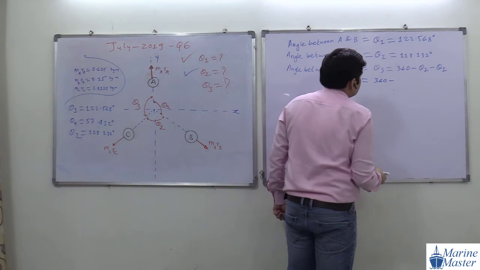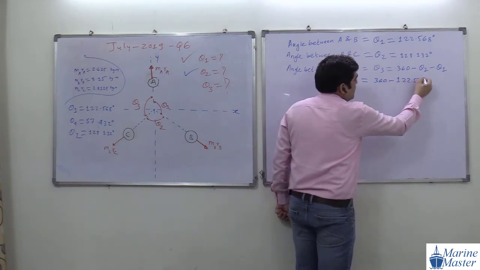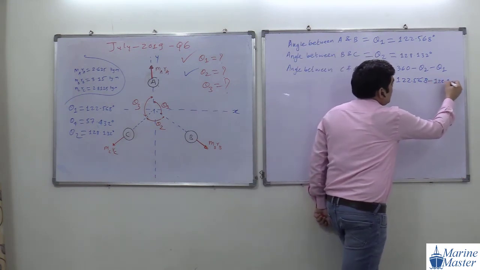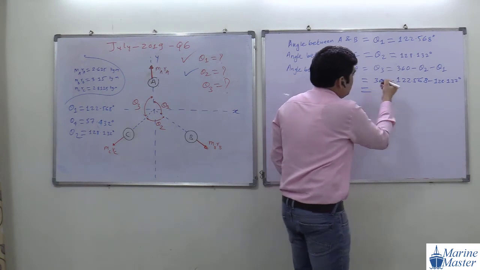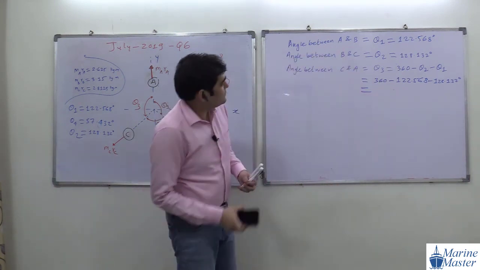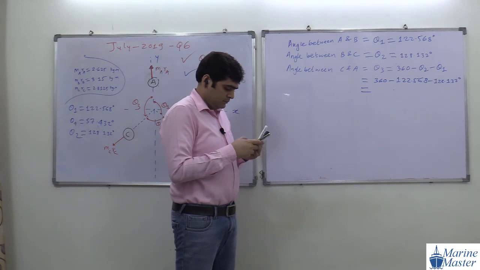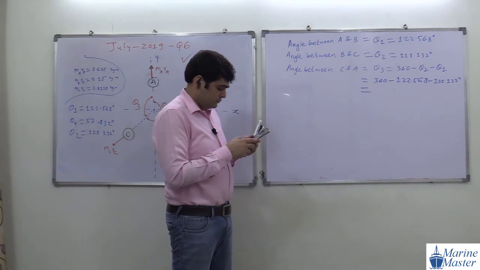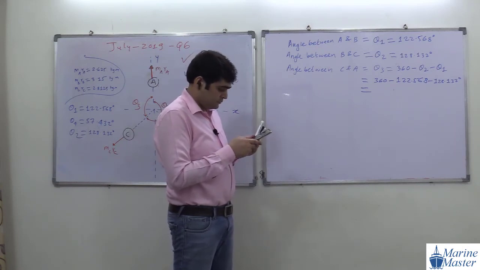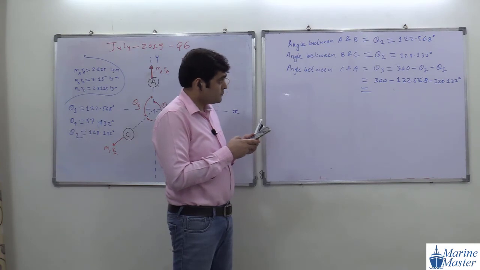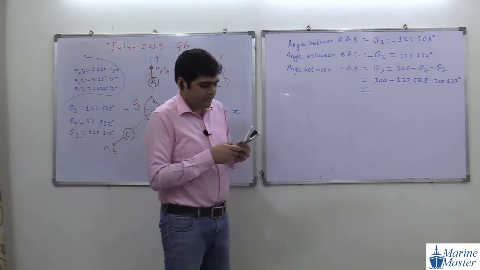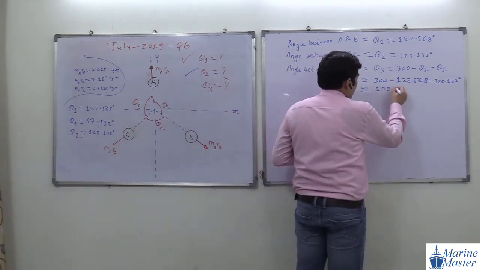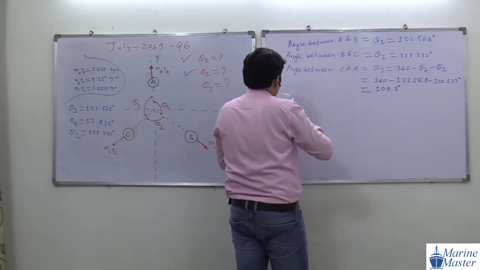So 360 minus 122.568 minus 128.132 degrees, what will be the sum? Please do the calculation. 109.3 degrees. So this is our final answer.